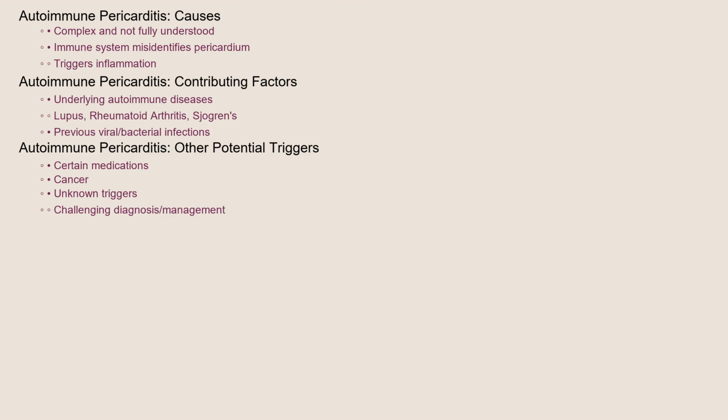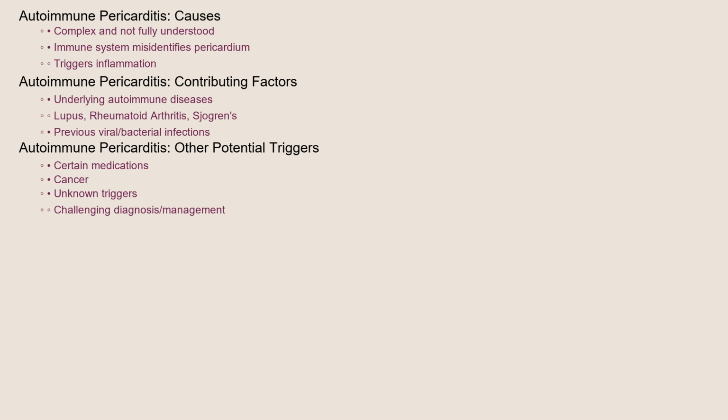So, what exactly causes autoimmune pericarditis? The answer, as with many autoimmune diseases, is complex and not fully understood. Essentially, it arises when the body's immune system mistakenly identifies the pericardium, the sac surrounding the heart, as a foreign invader. This misidentification triggers an immune response, leading to inflammation.